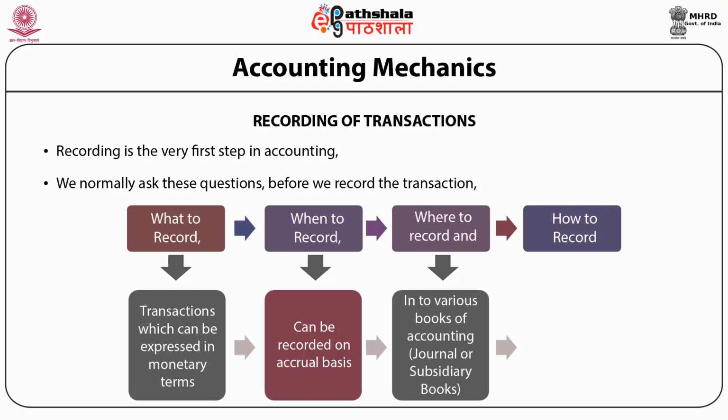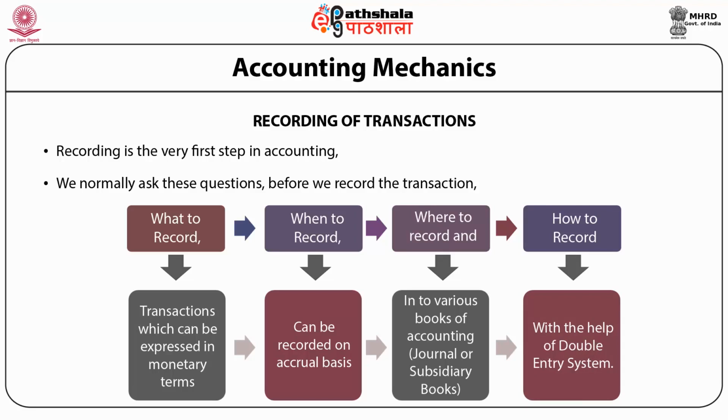The fourth step under recording is how to record. We have already discussed that the transactions are recorded with the help of the double entry system, under which we identify the various types of accounts under a transaction, and then we apply the rules of debit and credit, and then we record the transaction in the books.